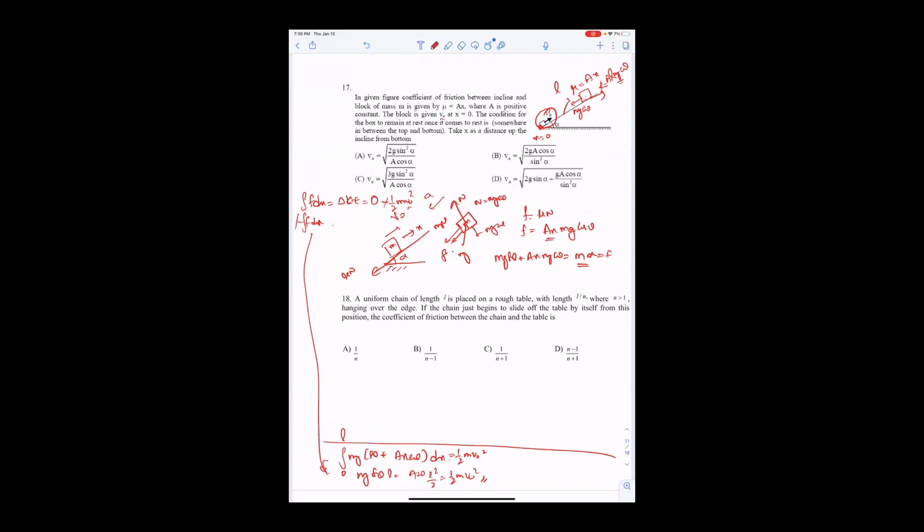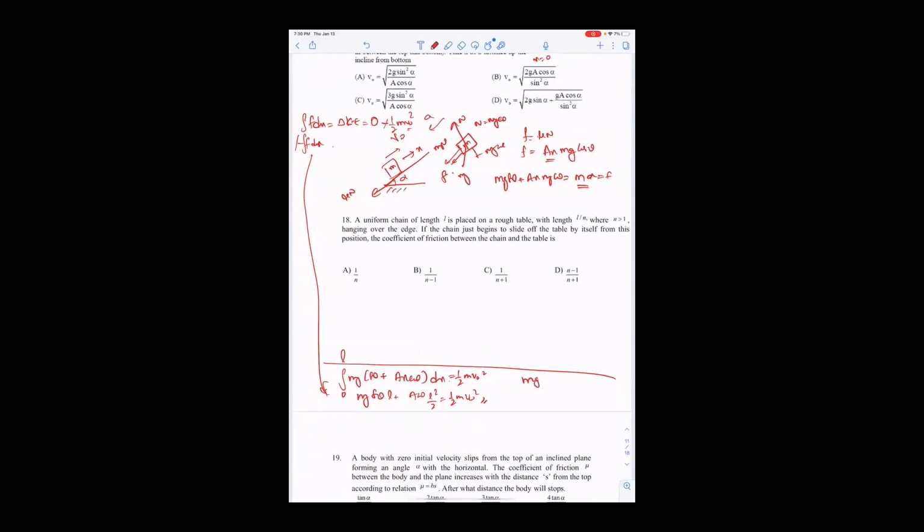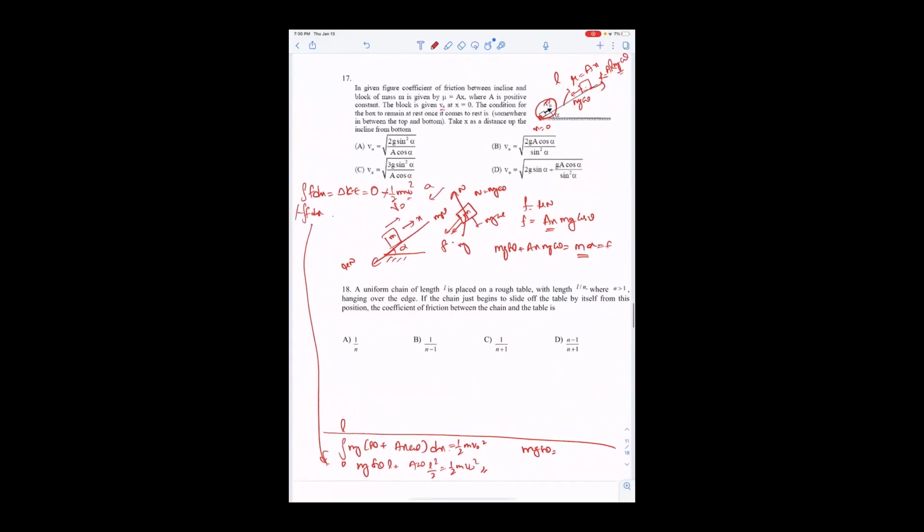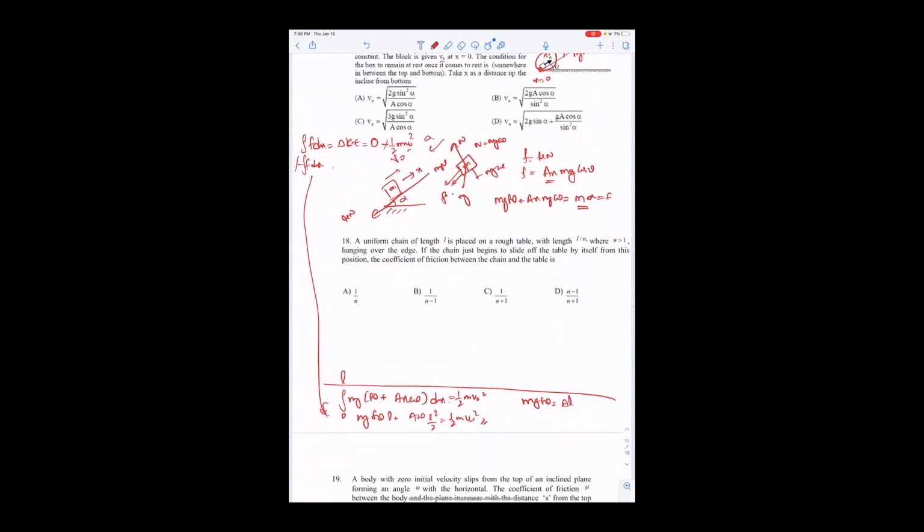So when it is coming to rest, mg sin theta is equal to mu, which is nothing but AL into mg into cos theta. Mg gets cancelled. So L is nothing but sin theta by cos theta by A. Substitute this L here and you can solve it. So somewhere here we have tan theta, no? Tan square theta. So by tan theta, sine by tan, this will be cos.